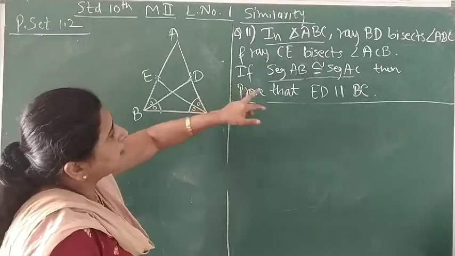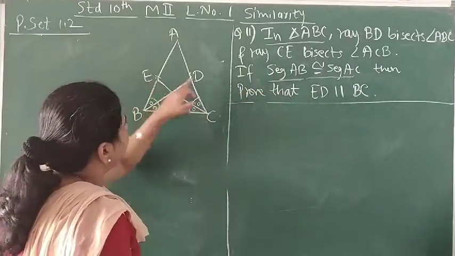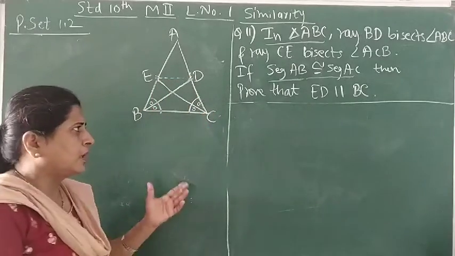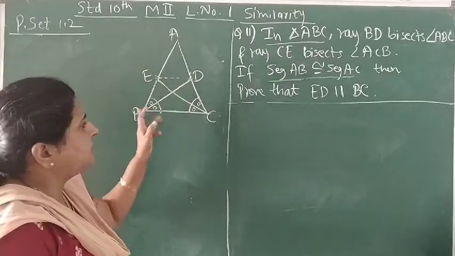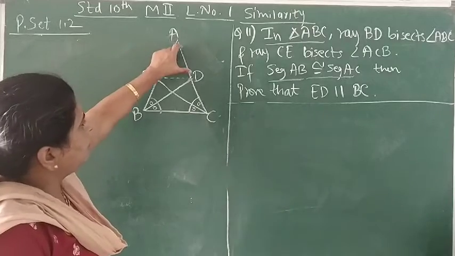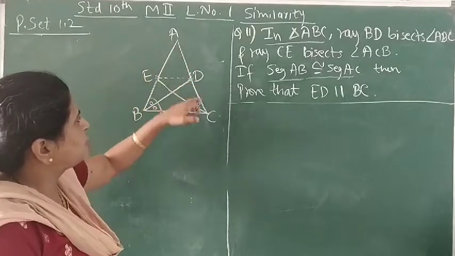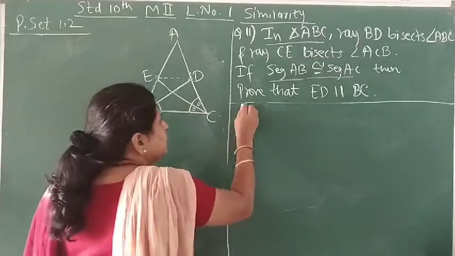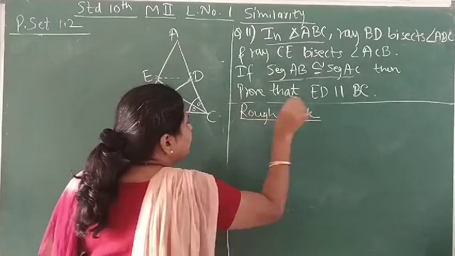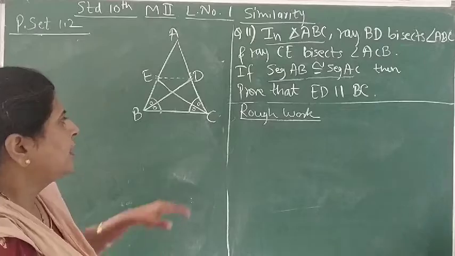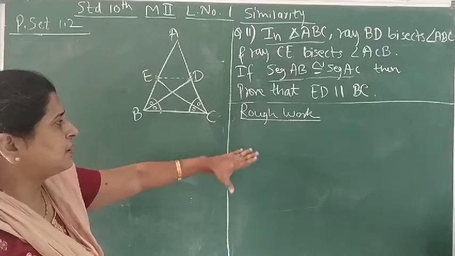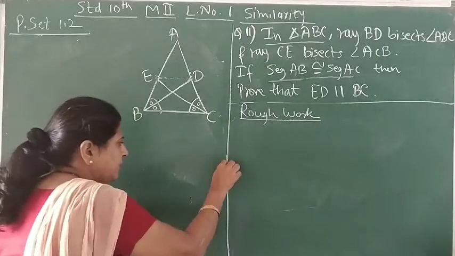Now you have to prove that ED, where is E? This is E and D. So if we join this ED, you have to show it is parallel to BC. Okay. Now, in which case can ED be parallel? If AE upon EB is equal to AD upon DC. If we find these two ratios are equal, then we can prove this. So, let's do that rough work part. Students, you can do this rough work part. You should do this rough work by pencil. Whatever you write will not be considered as the main answer. From this rough work, you have to write the main answer. That main answer will be given marks.